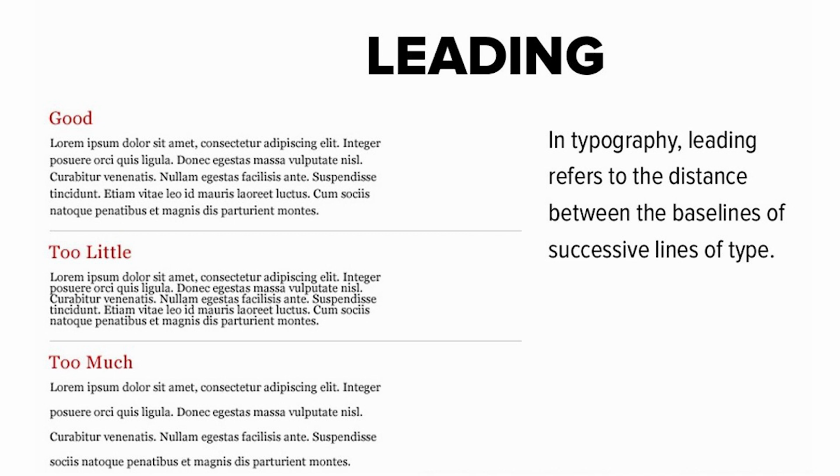Leading refers to the distance between the baselines of successive lines of type. In the first paragraph, we have good leading because the spacing is good. Eyeballs easily read this. In the second example, the spacing is too little or too narrow, and it is a bad example of leading. And too much spacing is also not good. In the third example, we have too much spacing as well. So too little or too much is not a good example of leading.